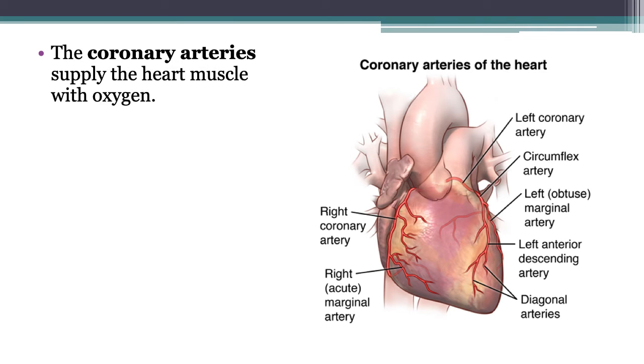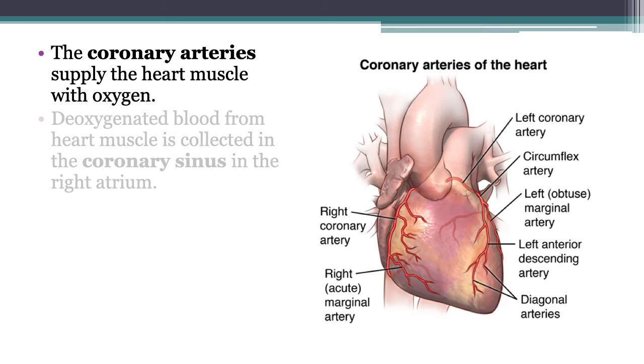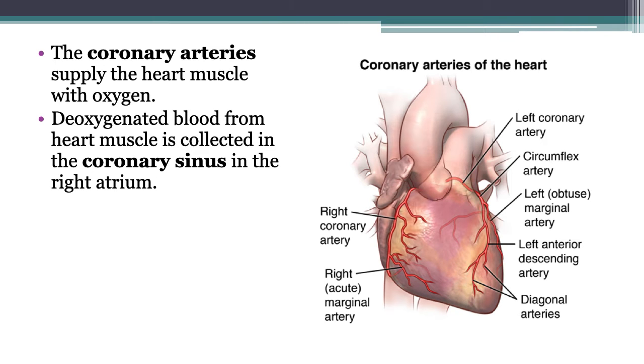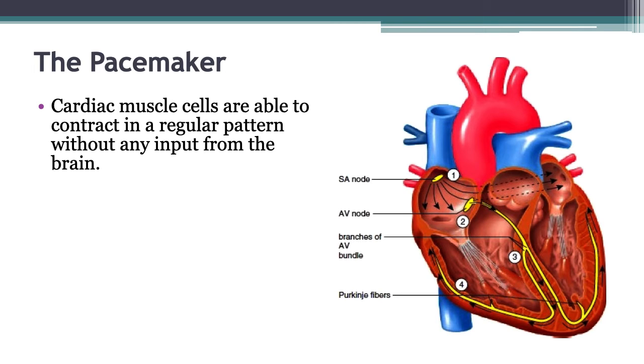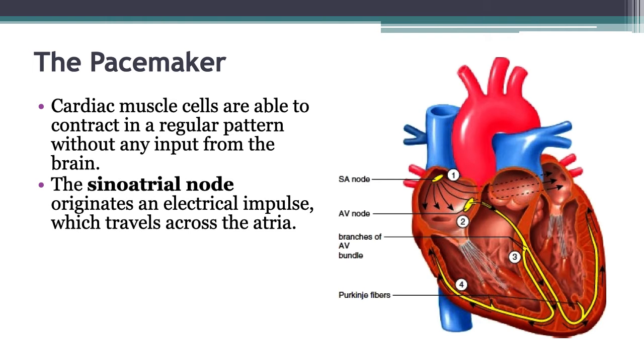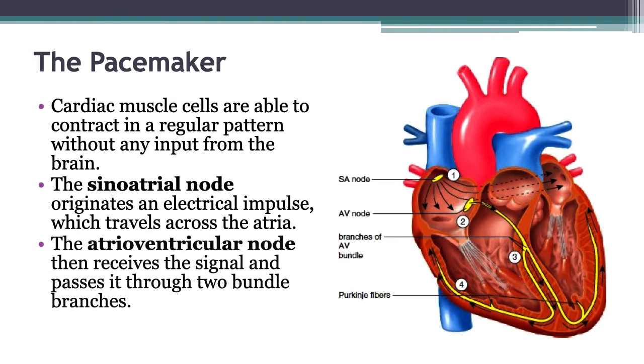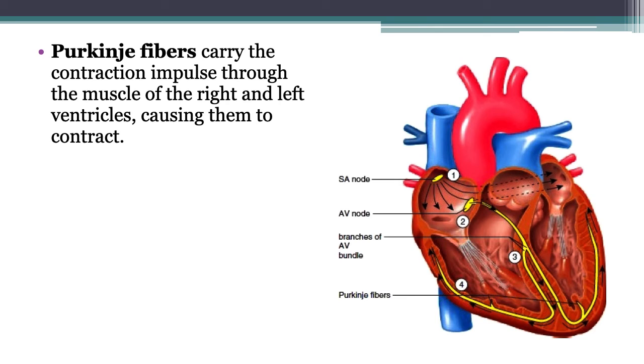So coronary arteries supply the heart muscle with oxygen. Deoxygenated blood from the heart muscle is collected at the coronary sinus in the right atrium. The anatomical pacemaker: the cardiac muscle cells are able to contract in a regular pattern without any input from the brain. The sinoatrial node, or the SA node, originates the electrical impulse, which travels across the atria. The atrioventricular node then receives the signal and passes it through the 2 bundle branches, then to the Purkinje fibers that carry the contraction impulse through the muscles of the right and left ventricles, causing them to contract.